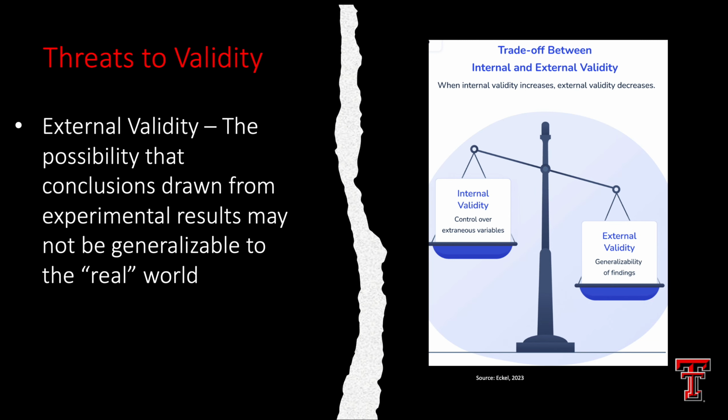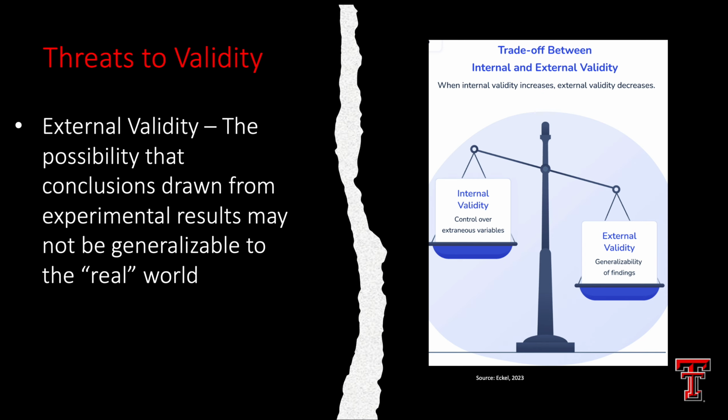Okay, so next we have external validity. This is the possibility that the conclusions you find when doing this experiment might not be generalizable to the real world. There's really a trade-off between internal and external validity. High internal validity is usually when it's more of a controlled environment, maybe in a lab. You have a lot of control over the variables. But then your external validity suffers because it might not be generalizable to the real world.